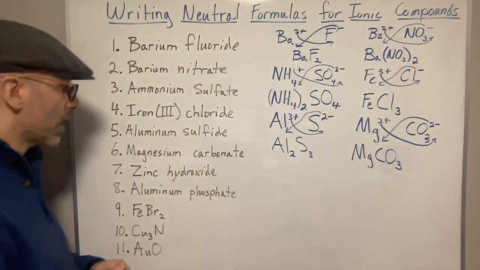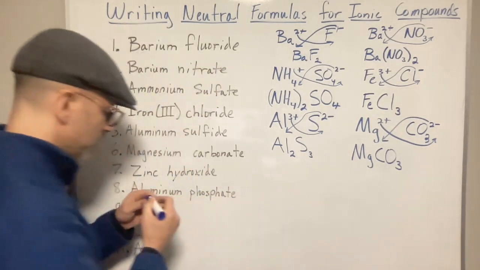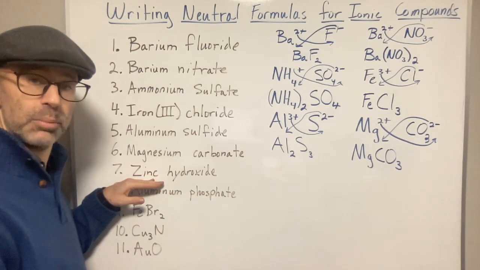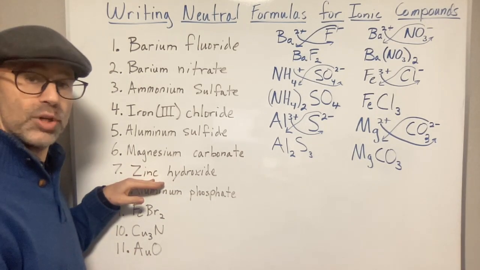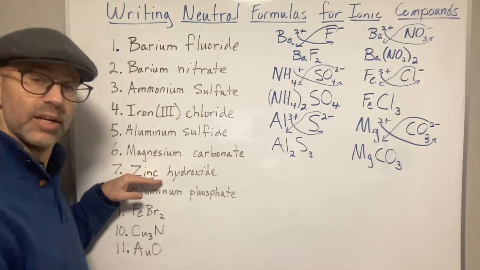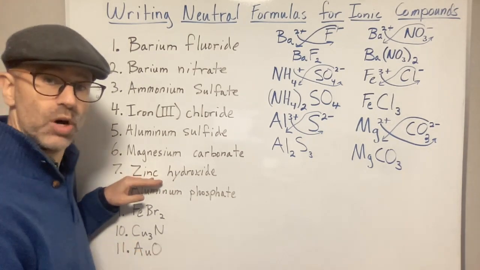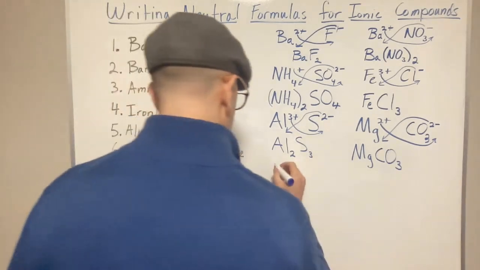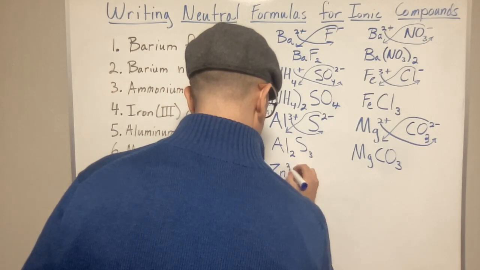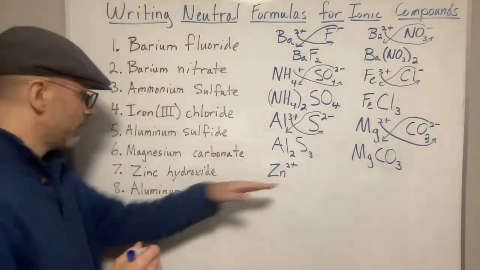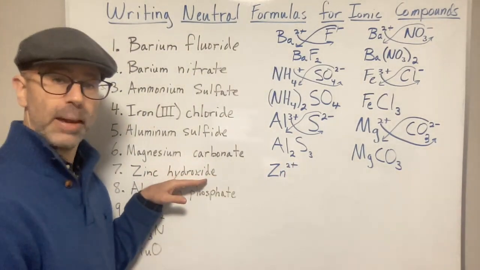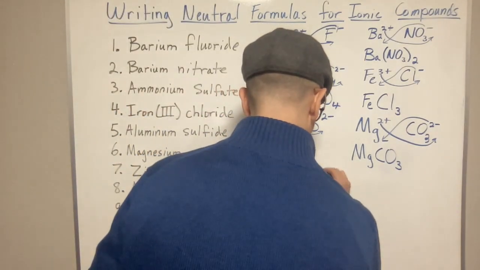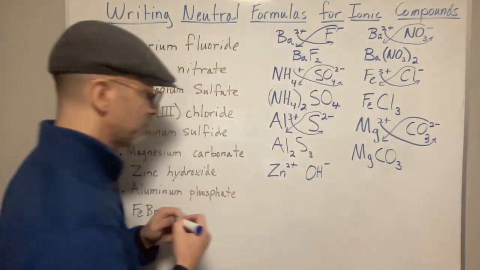Next is zinc hydroxide. So zinc is one of those exceptions, right? So zinc is a transition element. Normally they have a Roman numeral for charge, but this one is one of the exceptions because it only has 1 charge, and that is at +2. So you need to know that. So zinc is going to have a 2+ charge for its ion, and the hydroxide is a polyatomic ion. And again, you need to know that as well. So that's going to be OH minus.